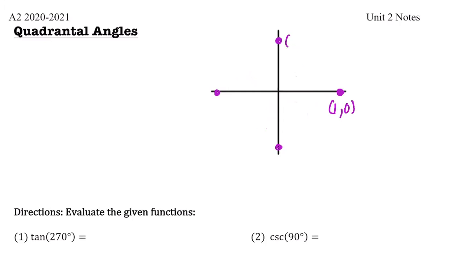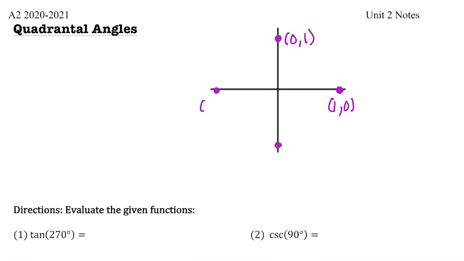To get to my top one, I have to go left or right 0, up 1. To get to my left one, to get to 180 degrees, we have to go left 1, up or down 0. And to get to 270 degrees, we have to go left or right 0, down 1.